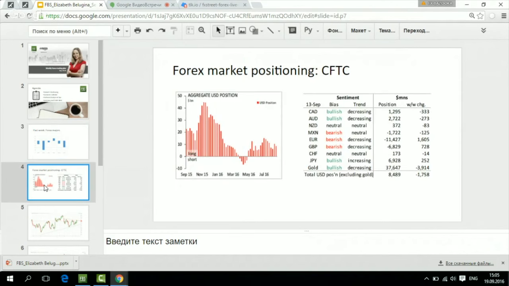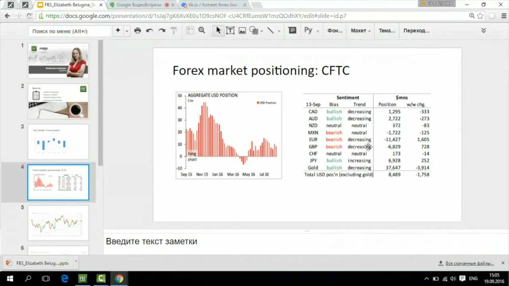Some positioning figures from CFTC. Here we can see that the overall US dollar bullish position has declined a bit, but the dynamics didn't fall into a bullish or bearish trend. It is more like the sideways trend we see here in the aggregate USD position.